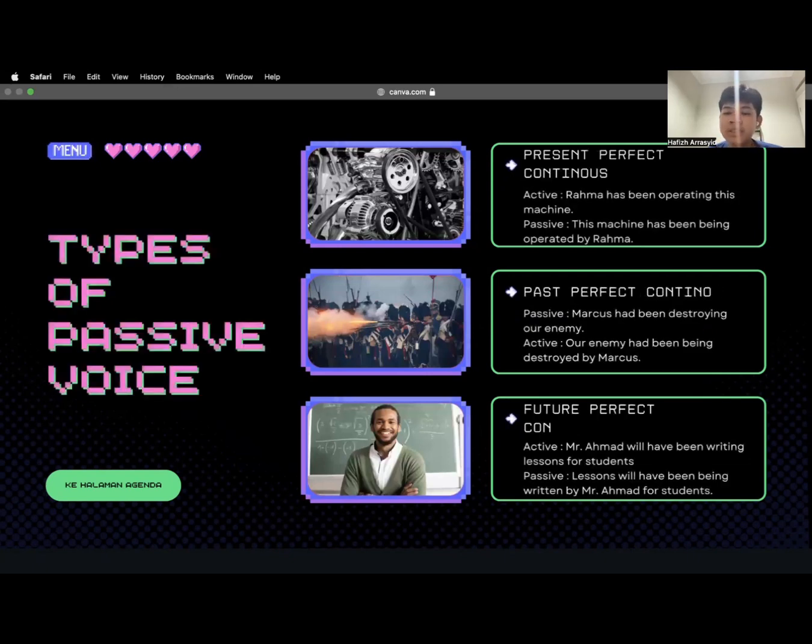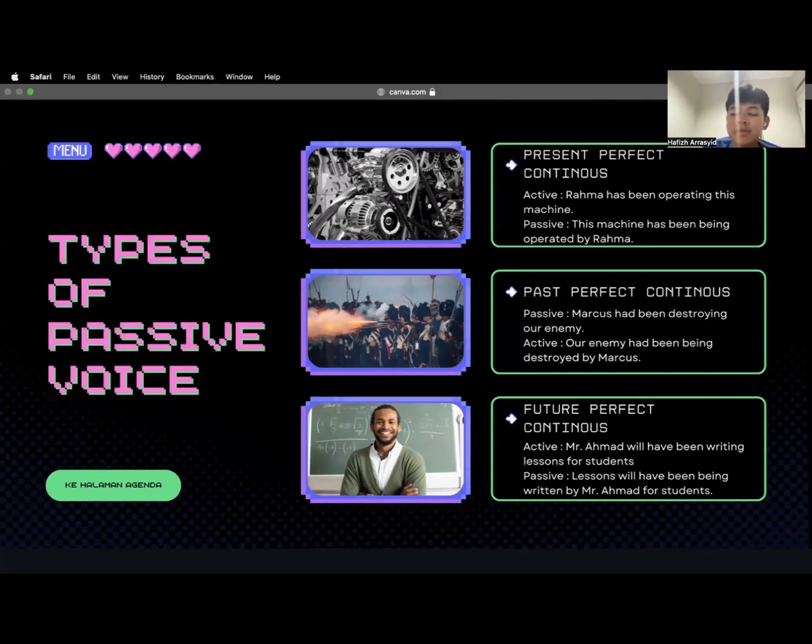Okay, next, present perfect continuous. For the active example, Rahma has been operating this machine. There's a subject, has, been, and verb. For the passive example, this machine has been being operated by Rahma. Subject, has, been, being, and verb 3.